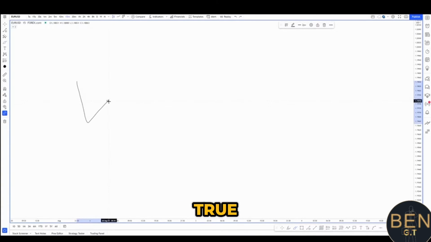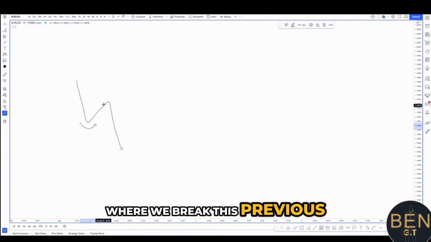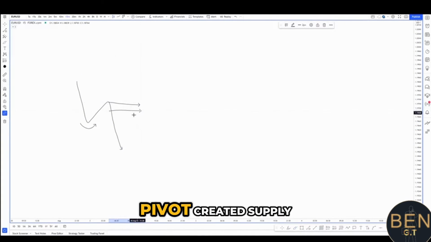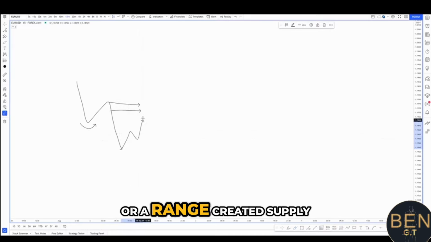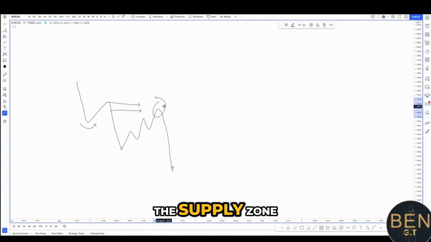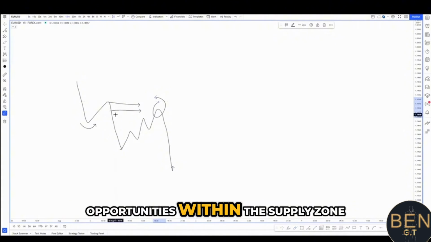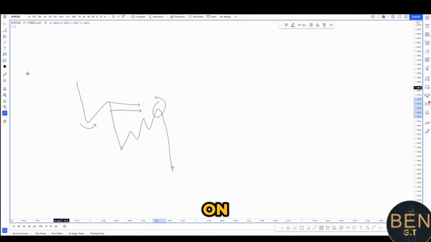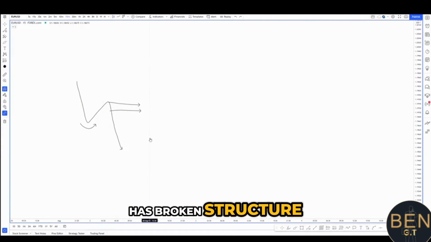And the same would be true if we were looking at something in a bearish trend where we break this previous lower low. We would be looking for a pivot created supply or a range created supply. The expectation is that price would return back to the supply zone. We would look for our sell opportunities within the supply zone, and then price would continue on. But the biggest factor to consider is the fact that price has broken structure.